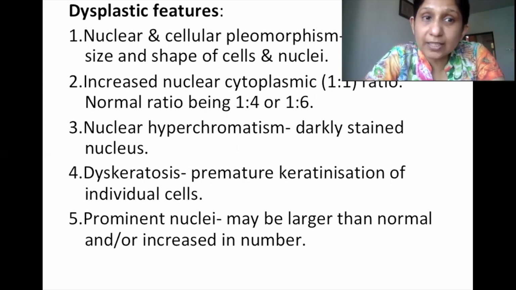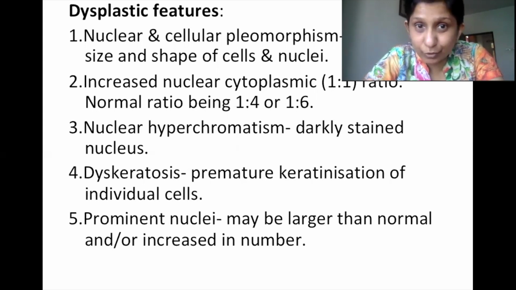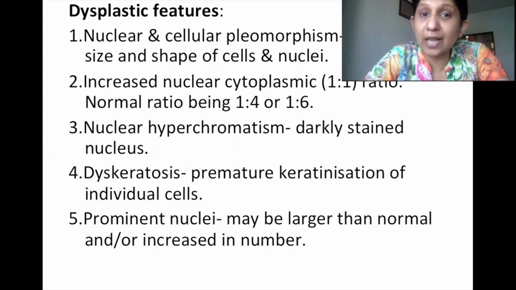Next is increased NC ratio. Nucleus divided by cytoplasm is basically the NC ratio. In a normal cell, the size of the nucleus is very small, and the cytoplasm is large when compared to the nucleus. So a normal NC ratio is 1:4 or 1:6. I mean to say, the nucleus occupies only one part of the cell, whereas the cytoplasm occupies 4 parts or 6 parts of the cell.